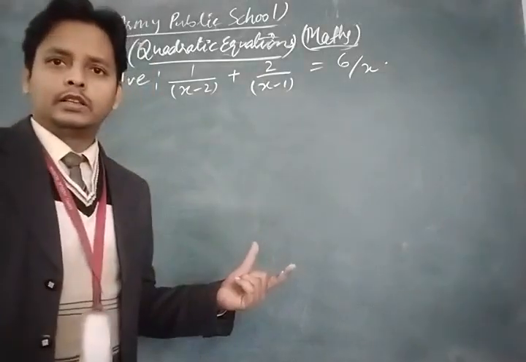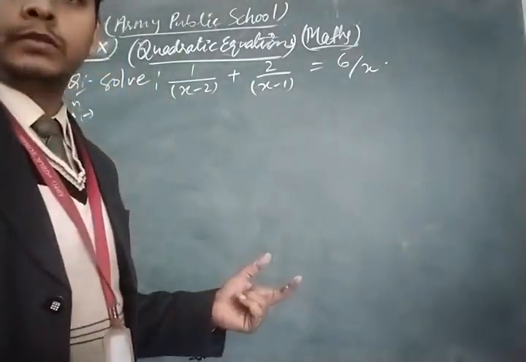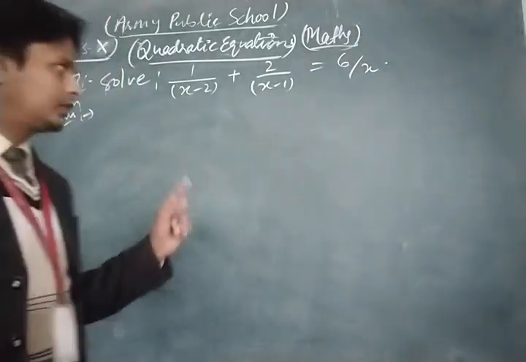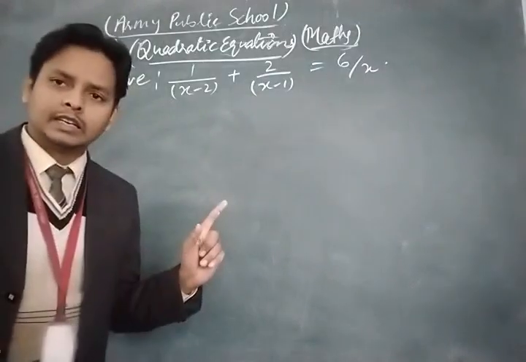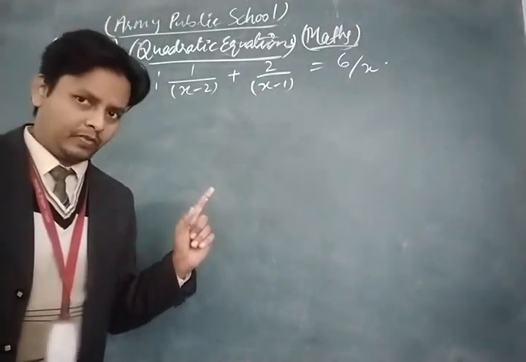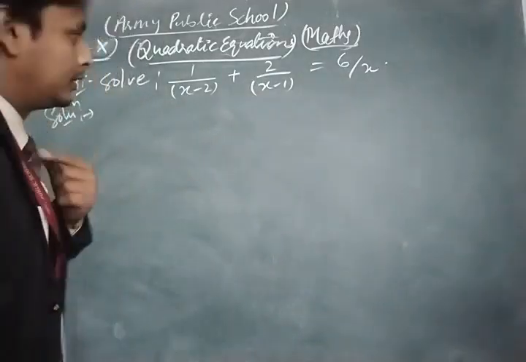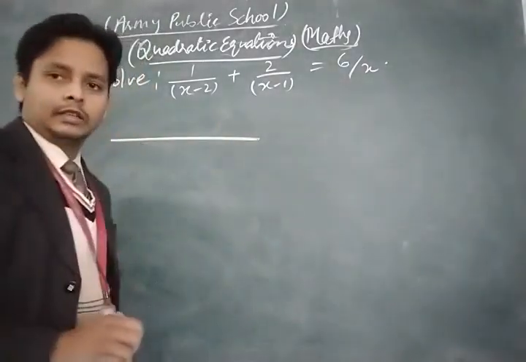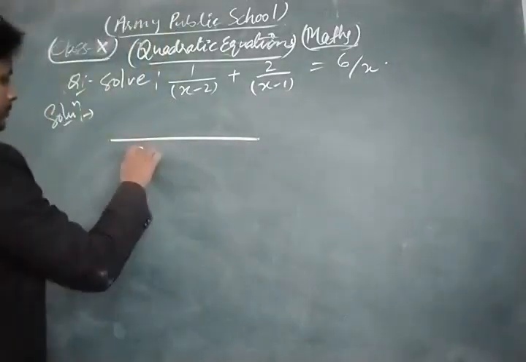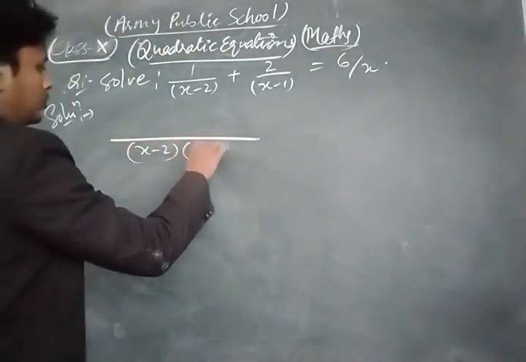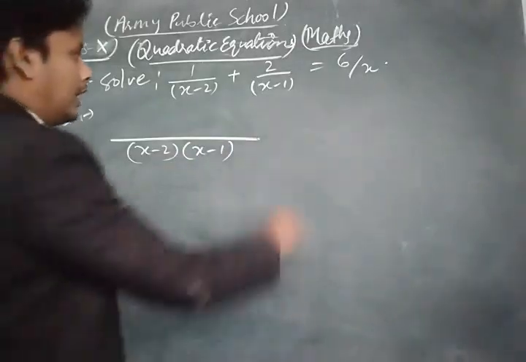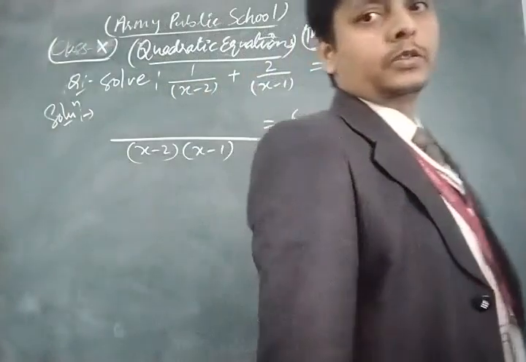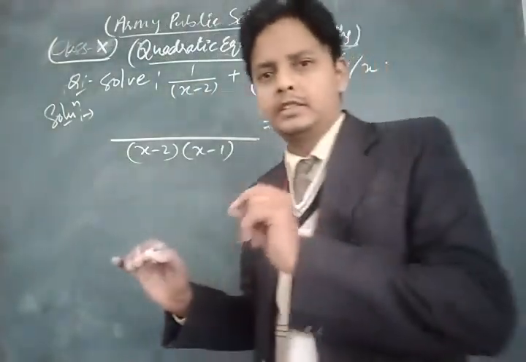So dear student, in that type of question, first of all we take their LCM. Let's see its solution. We take the LCM, what is it? x minus 2 into x minus 1, and is equal to 6 by x, right as it is.